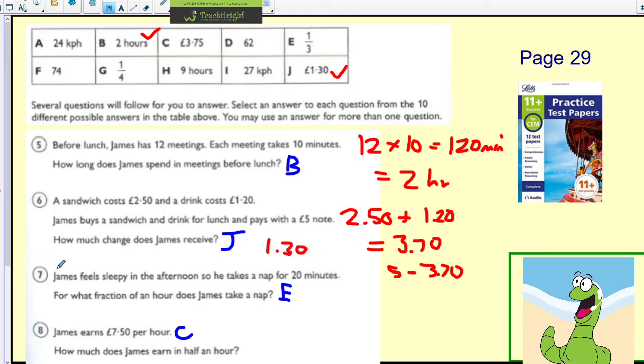Question 7. He feels sleepy, so he takes a nap. What fraction of an hour does he take? Well, it's 20 out of an hour, but that doesn't do much good. But I also know that an hour is 60 minutes. And 20 out of 60 is a fraction that I can simplify. So 20 out of 60 I can simplify down to maybe 2 out of 6. And then 1/3.